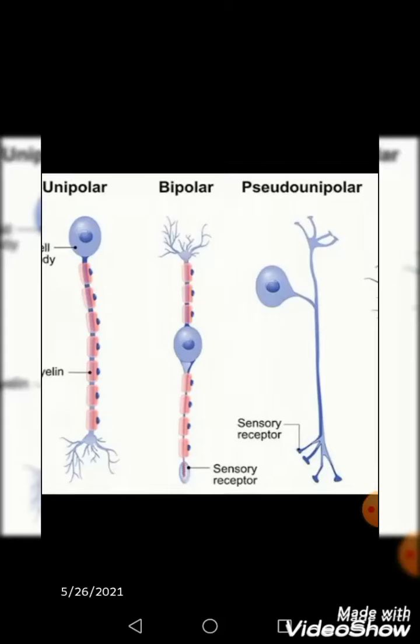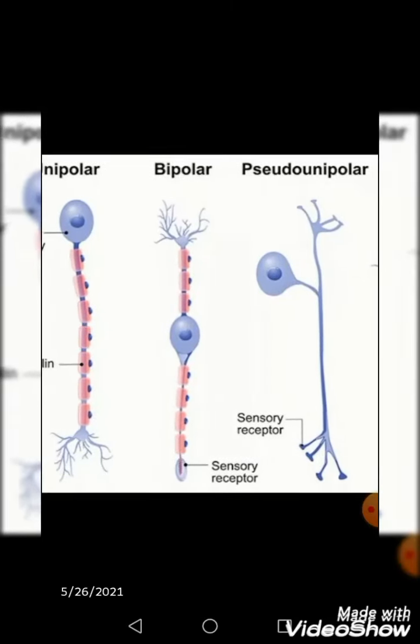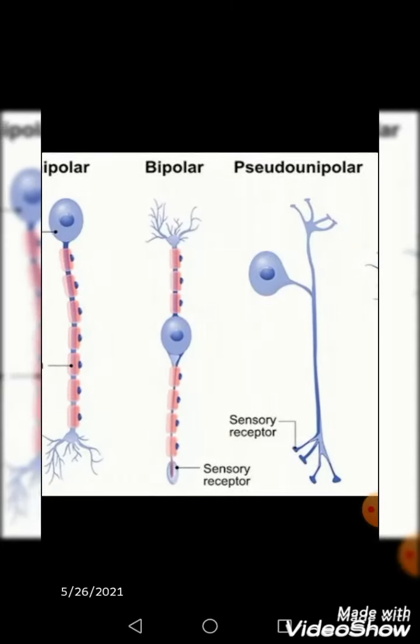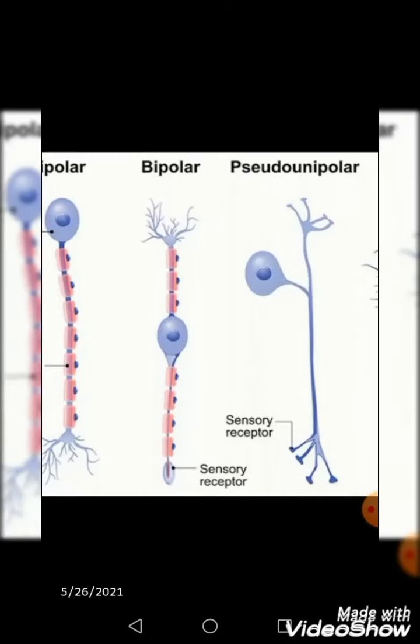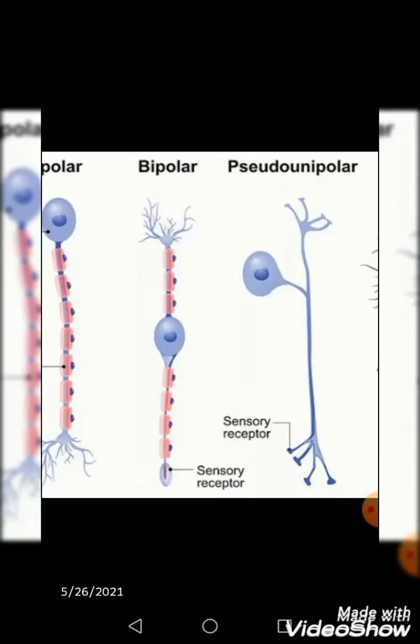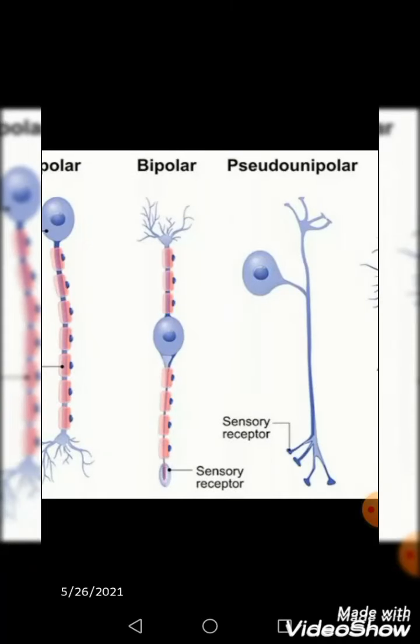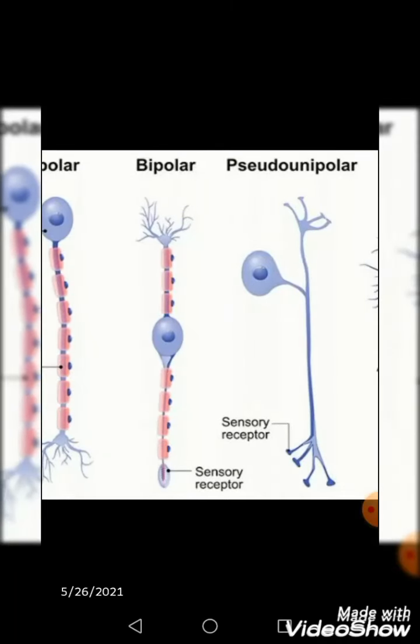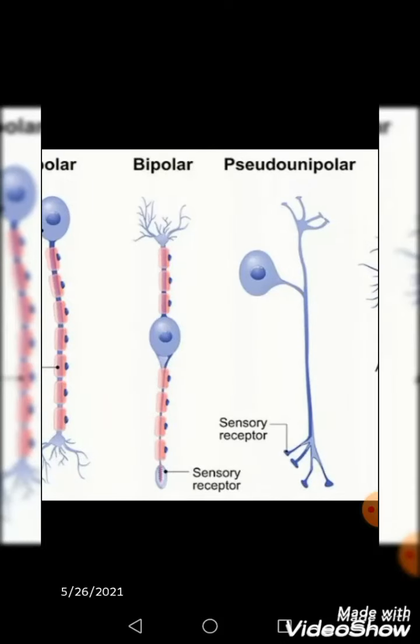And what about the bipolar? Bipolar, as the name shows, means this cell bears a single axon and a single dendrite, right? And they are present at the opposite poles of the spindle-shaped cell body, you would say. And where do you find these neurons? Again, they are sensory, and you get them in the cochlear and vestibular ganglia related to your ear, right?